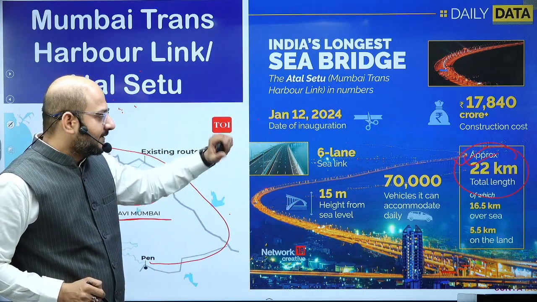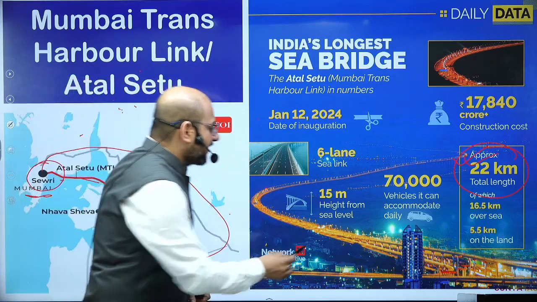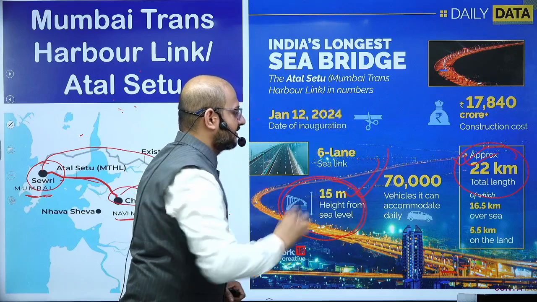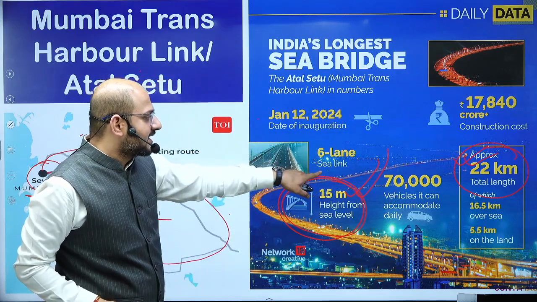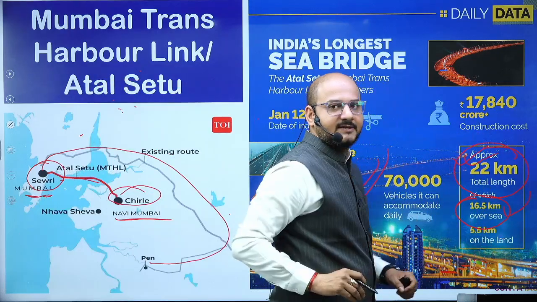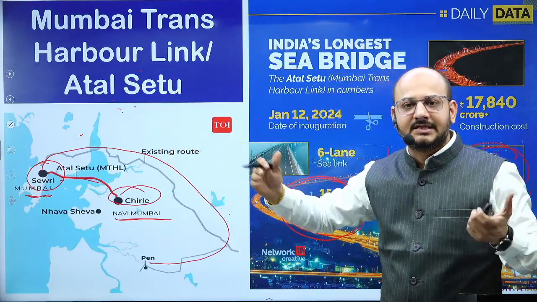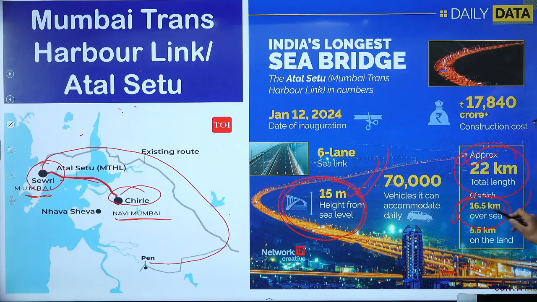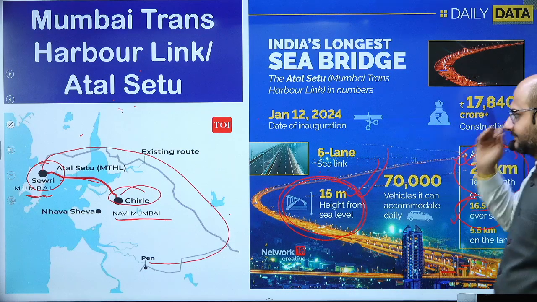Inaugurated in January. Height is 15 meters from the sea level. It is a 6-lane sea link, of which 16.5 kilometers is on the sea. 22 kilometers total length. Some length will be on the territorial parts also, and 16.5 kilometers over the sea. Got this point?